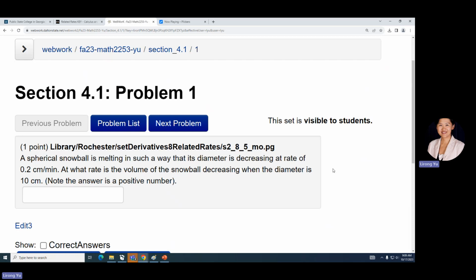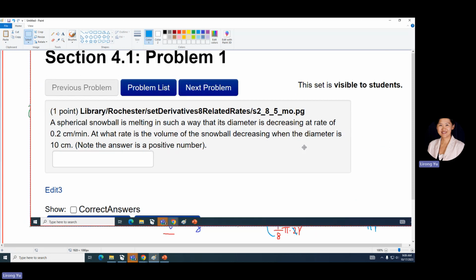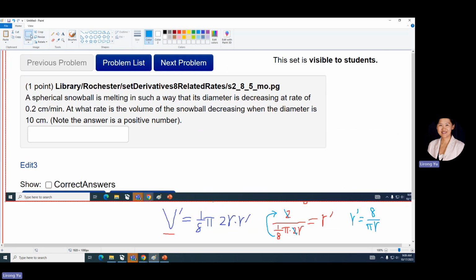So this is the first question in the homework assignment. Okay. So we'll finish this one, and then come back to it tomorrow with the other questions.